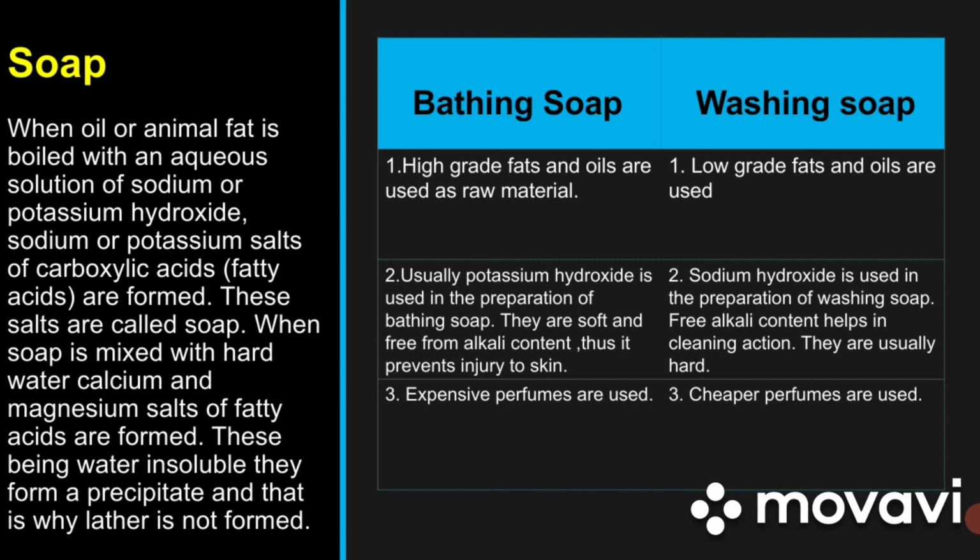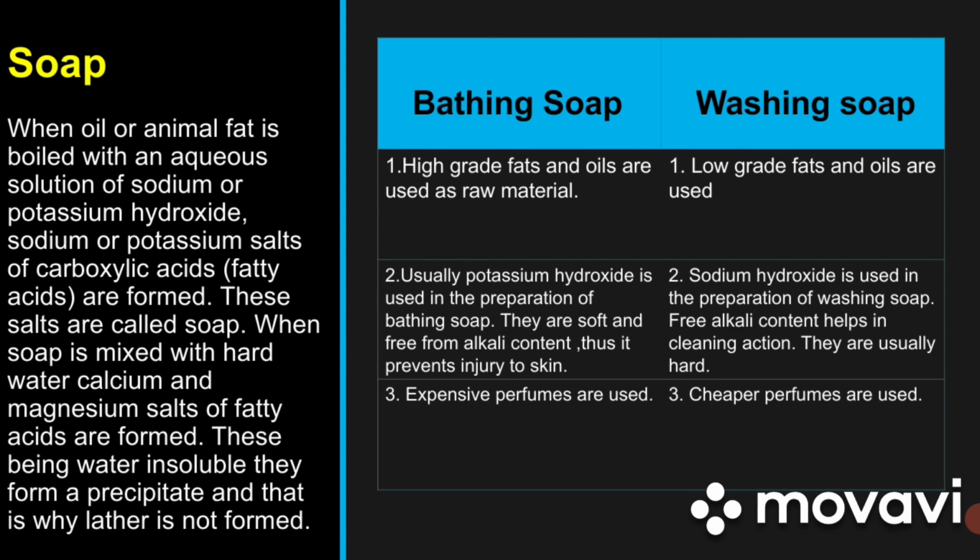Soap. When oil or animal fat is boiled with an aqueous solution of sodium or potassium hydroxide, sodium or potassium salts of carboxylic acids, also known as fatty acids, are formed. These salts are called soap. When soap is mixed with hard water, calcium and magnesium salts of fatty acids are formed. These being water insoluble, they form a precipitate, and that is why lather is not formed.